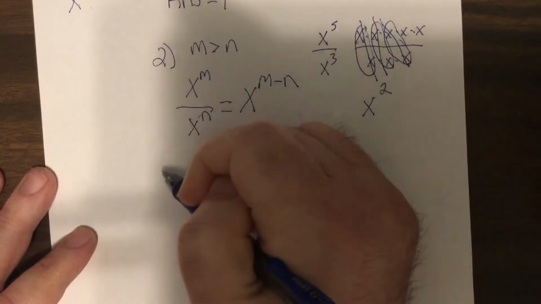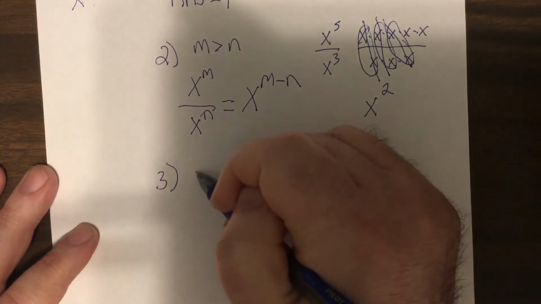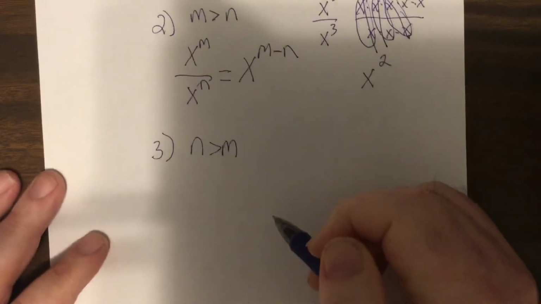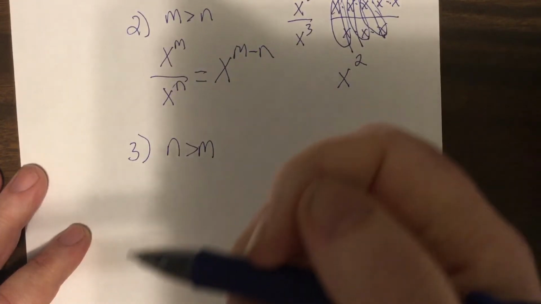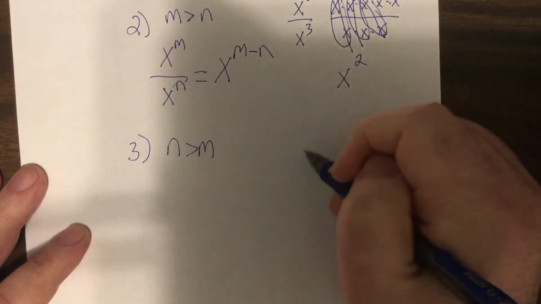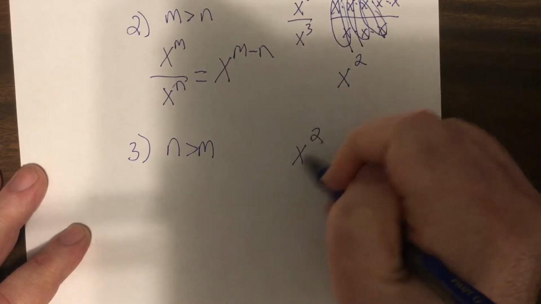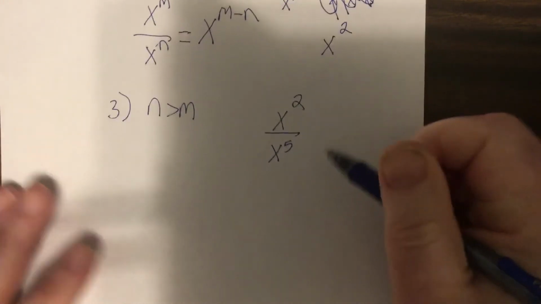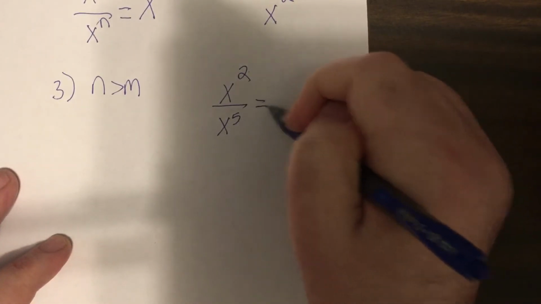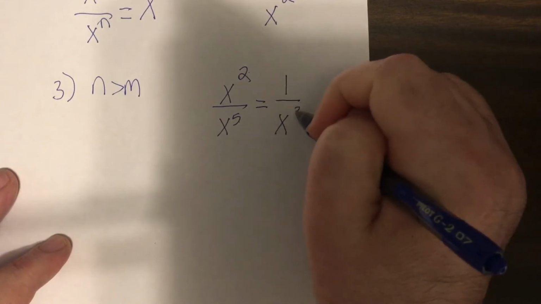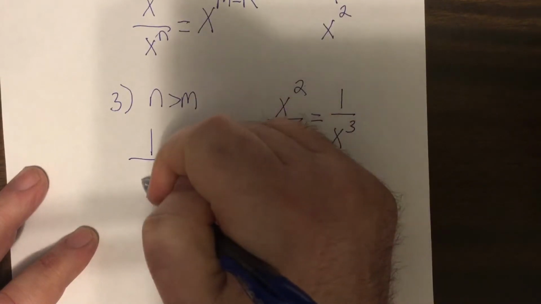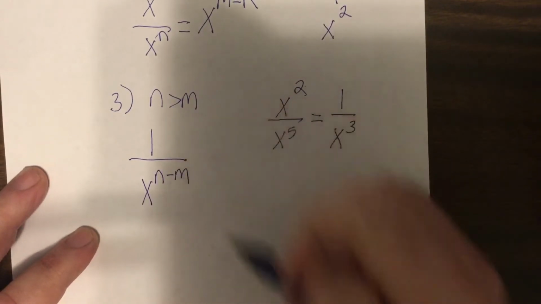So if I have more bases on the bottom, then you would still subtract, but the answer would stay on the bottom because you started with more of them on the bottom. So for example, x squared over x to the 5th. Well, 2 of these cancel with 2 of these. So it'd be 1 over x cubed. So the rule would be 1 over x to the n minus m.